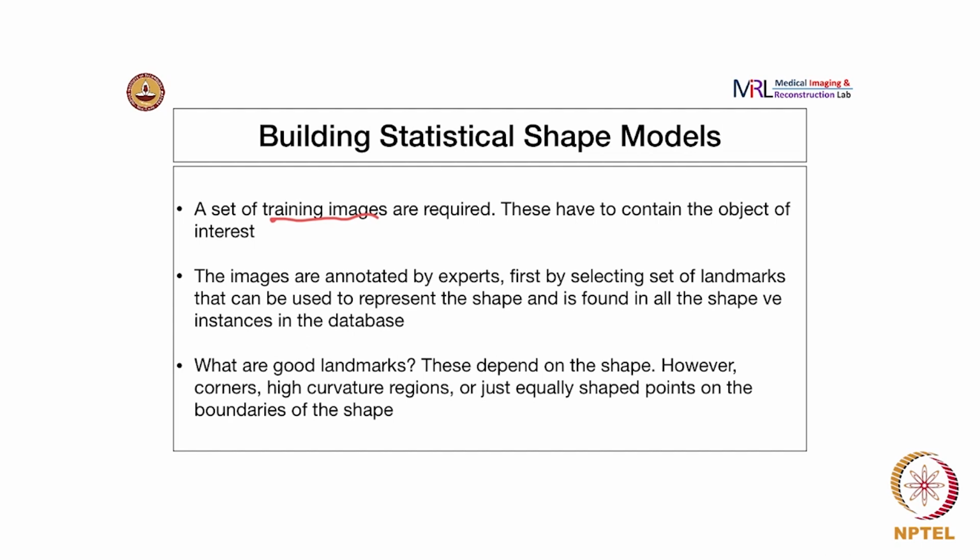The second is to select a bunch of landmarks, control points if you want to call them, that can be used to represent the shape. These control points or landmarks should be found in all the shape instances in the database. So then, what are good landmarks? How do you decide what these landmarks are? Again, basically they depend on the shape, whether these are sharp corners, high curvature regions. Sometimes you just put equally spaced points on the boundaries of the shape.